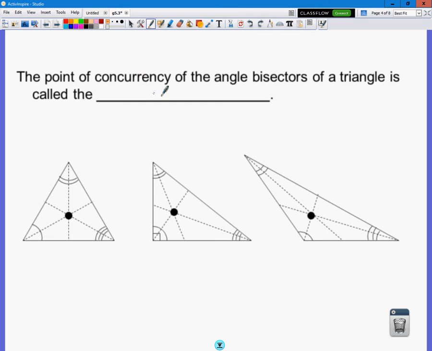The point of concurrency of angle bisectors of a triangle is called the incenter. I can see this line here is an angle bisector. This one is an angle bisector. So is this one. So in each one of these pictures, that point of concurrency is the incenter.